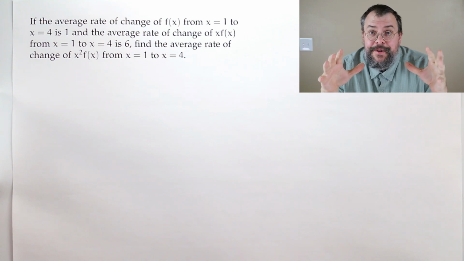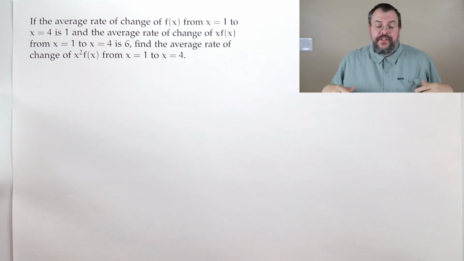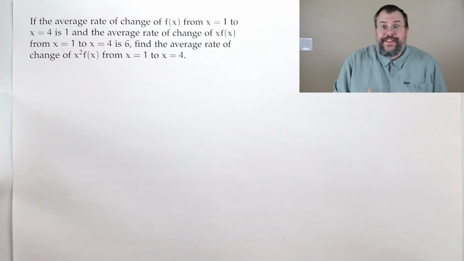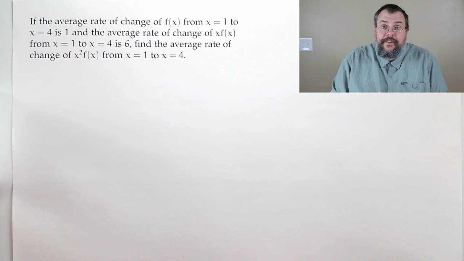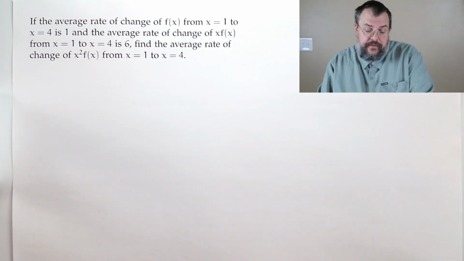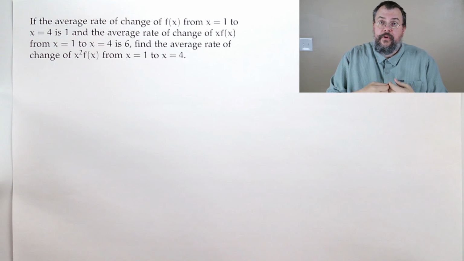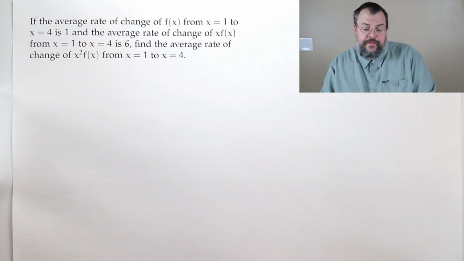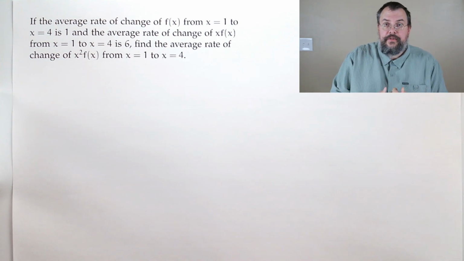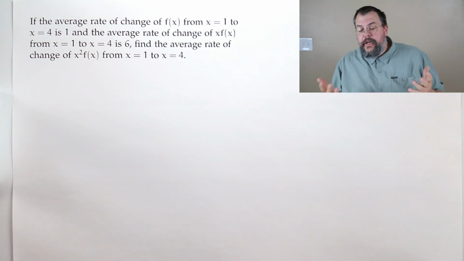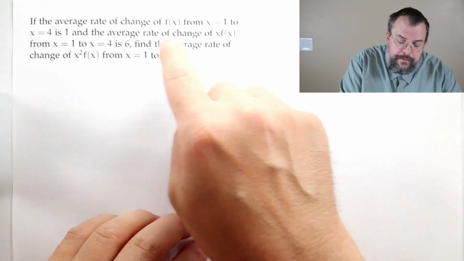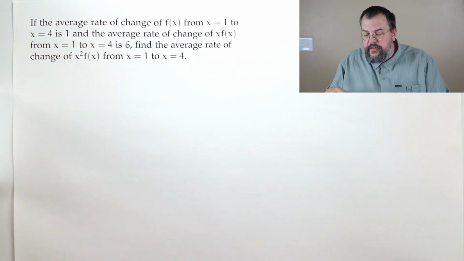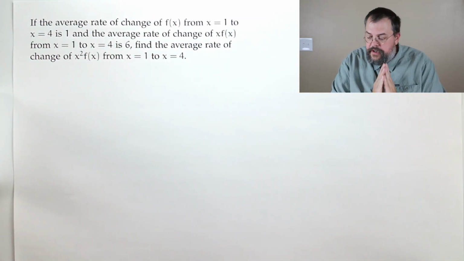Now, our next problem. If the average rate of change of f of x from x equals 1 to x equals 4 is 1, and the average rate of change of x times f of x from x equals 1 to x equals 4 is 6, find the average rate of change of x squared f of x from x equals 1 to x equals 4. Now here, we always are going from the same point, 1 to 4, 1 to 4, 1 to 4.